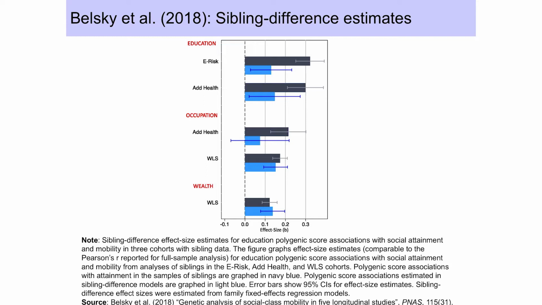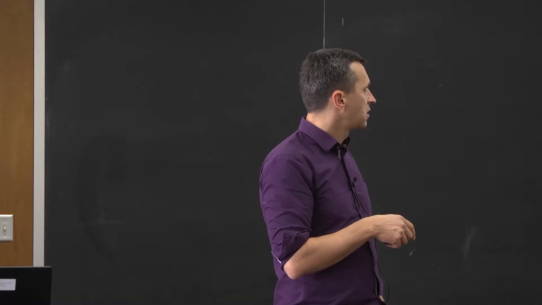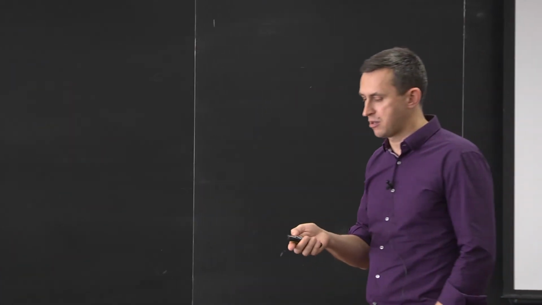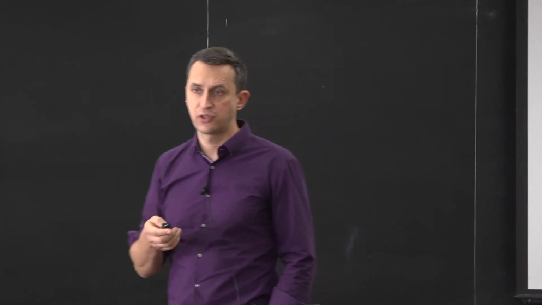So you see that the education score predicts education, but also occupational status and wealth. And it's even predictive after you control for family fixed effects, which means that the polygenic score is definitely predictive over and above any sort of environmental confound that you may have with genetic variation.